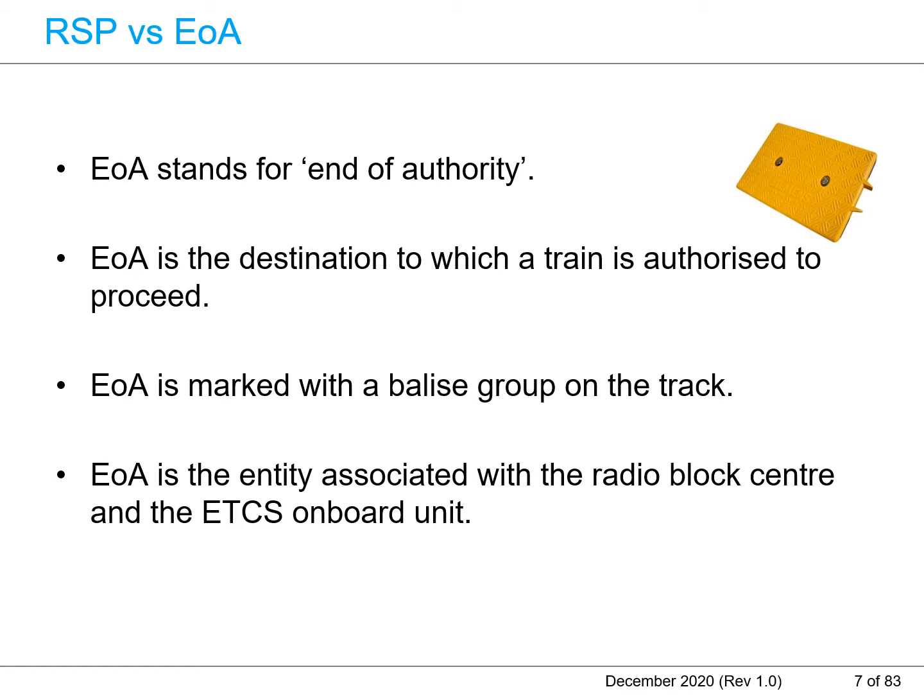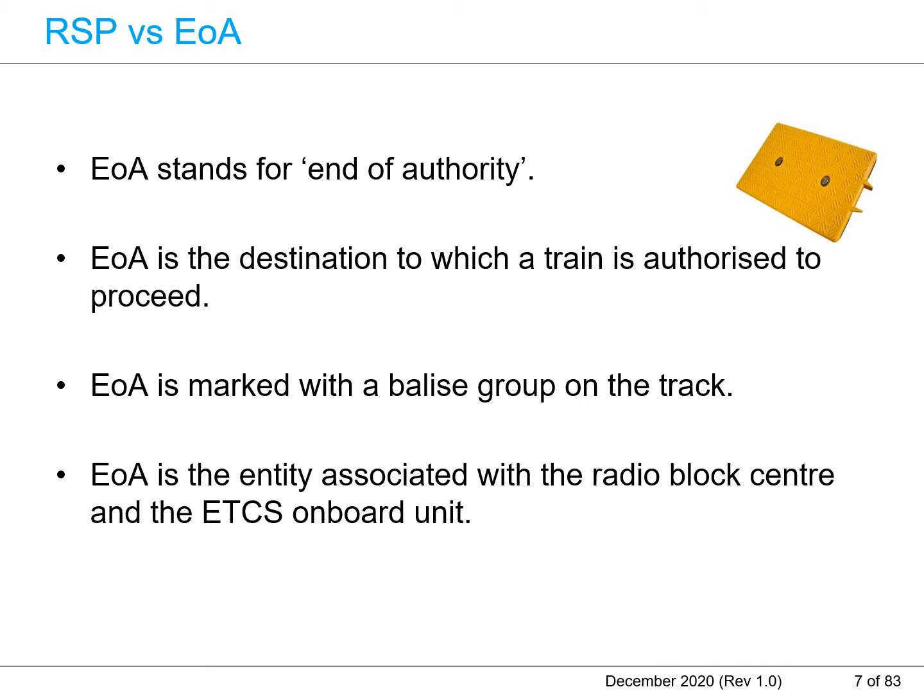EOA stands for End of Authority. The EOA is the destination to which a train is authorized to proceed. The EOA is marked with a balise group on the track, but not the marker board. EOA is the entity associated with the movement authority granted by the radio block center for the ETCS onboard unit, but not the block section authorization in the interlocking system.